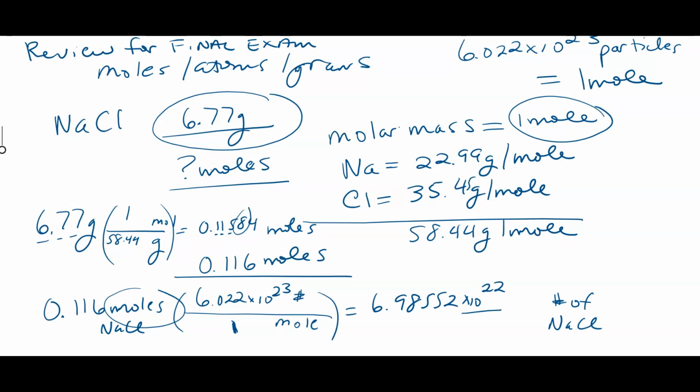So how many sig figs were in this problem? 1, 2, 3. My answer can only have 1, 2, 3. I look at the fourth number, and it is a 5, so I have to go upwards. So my answer with the right sig figs is 6.99 times 10 to the 22 particles. Okay, so that's how to do these types of problems. I'm going to stop for a sec, and we'll do gas laws.